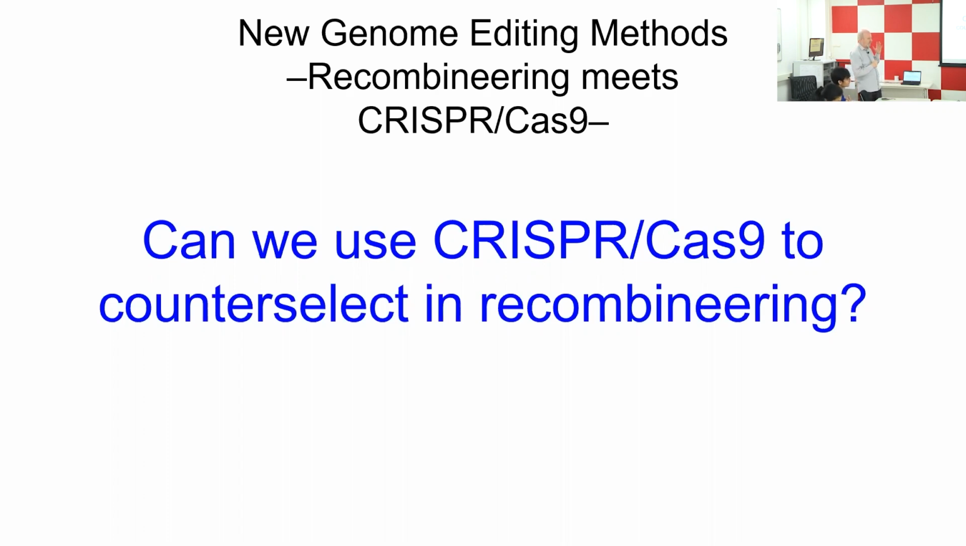The good thing about CRISPR is that it enables you to distinguish between a mutation and a wild type on the only basis of the sequence. Nothing else. You don't need to have any phenotype to bring about that change.